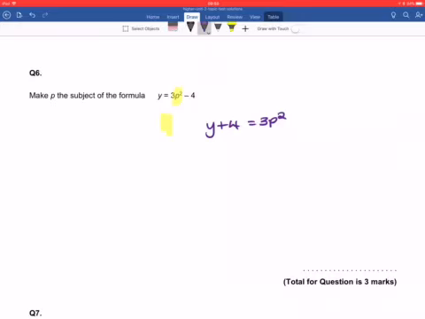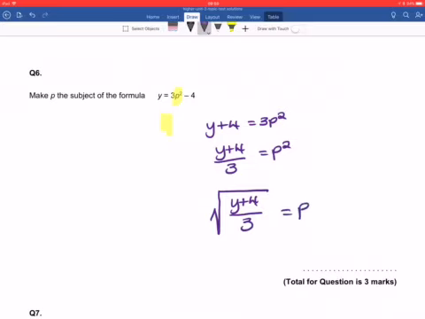Then I want p on its own. So I've still got to leave it as p squared, but I'm going to get y plus 4 divided by 3 equals p squared. And then lastly, be careful, you want to square root. The opposite of squaring is square rooting. So I make sure that I've got it over the whole bit of the fraction, otherwise it's not correct, equals p. Okay, because if you just have it on the top, you're only saying that you're square rooting the y plus 4.